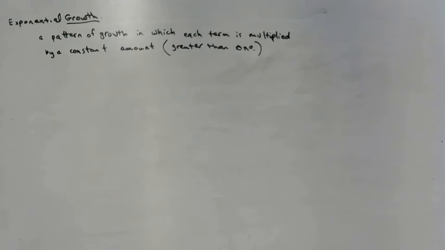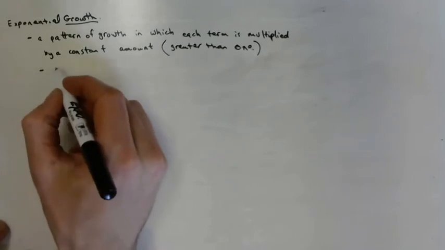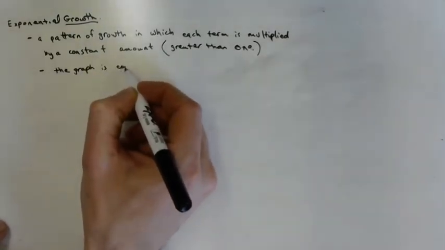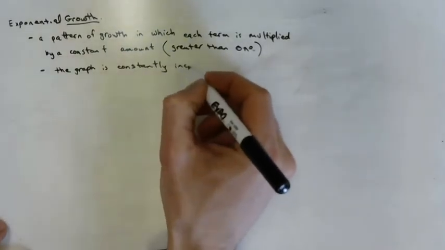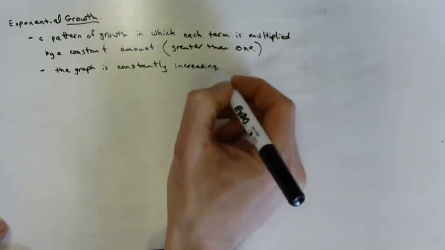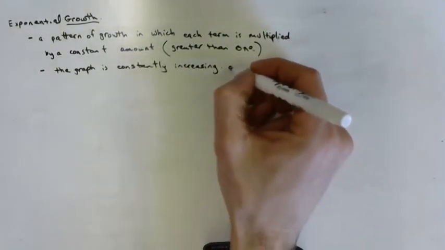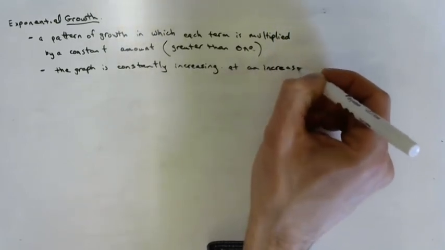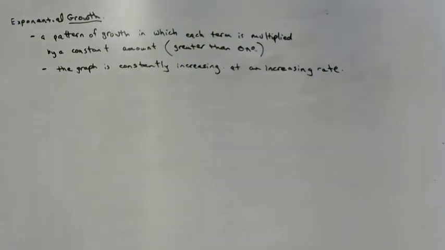Good. It produces a graph that is constantly increasing. The graph is constantly increasing at an increasing rate. That's really the key. The graph is increasing at an increasing rate.